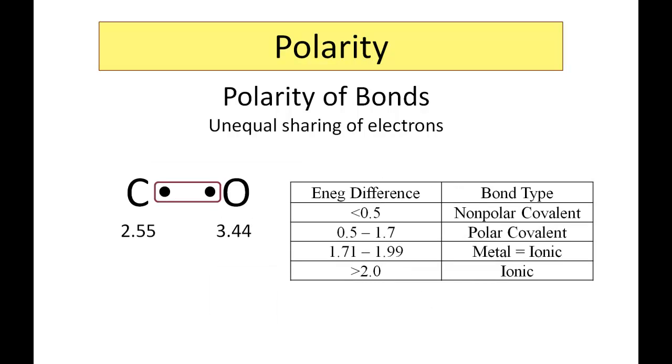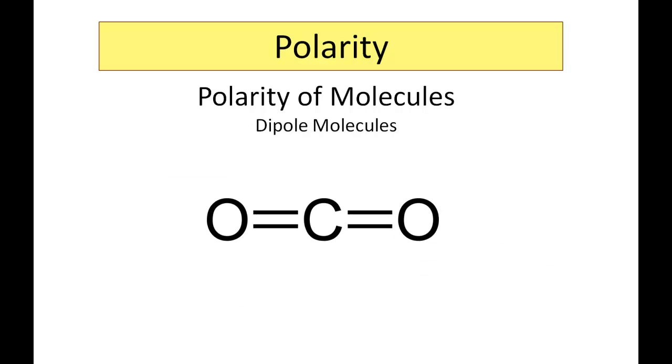So let's look at this example here just to show you how easy it is. The oxygen has an electronegativity of 3.44, the carbon an electronegativity of 2.55. If we subtract them, we get an electronegativity difference of 0.89. If I look up on the chart, that falls within the polar covalent range. So that is a polar covalent bond.